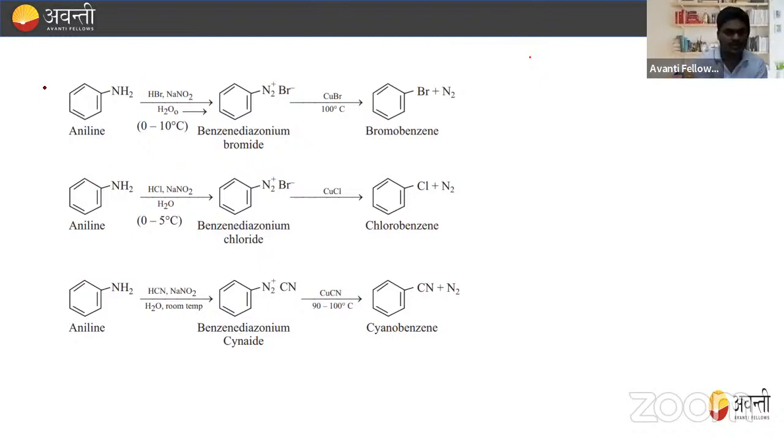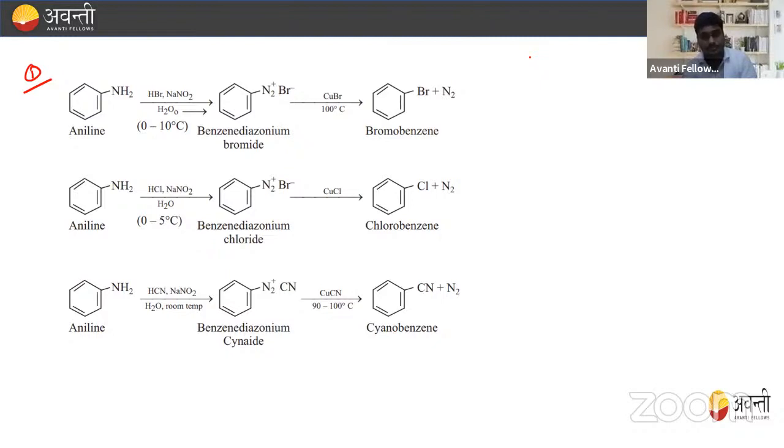Let's see each one by one. This is the first. When aniline is treated with HBr in presence of NaNO2 from 0 degrees to 10 degrees Celsius, benzene diazonium bromide will be formed. Now when it is treated with cuprous bromide, CuBr, at 100 degrees Celsius, the diazonium group is replaced by the bromine group. So bromobenzene will be formed.